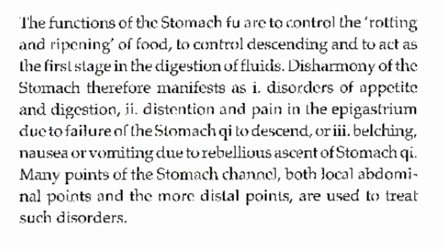The functions of the stomach are to control the rotting and ripening of food, to control descending, and to act as the first stage in the digestion of fluids. Disharmony of the stomach therefore manifests as disorders of appetite and digestion: distension and pain in the epigastrium due to failure of the stomach qi to descend, or belching, nausea, and vomiting due to rebellious ascent of stomach qi.